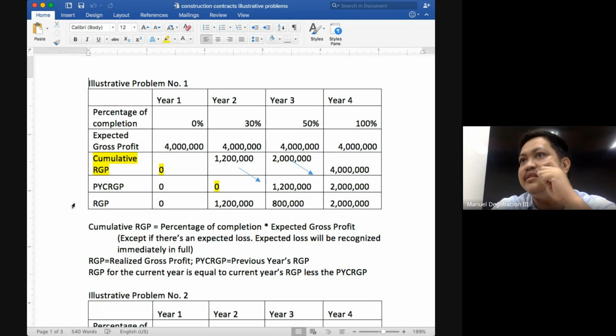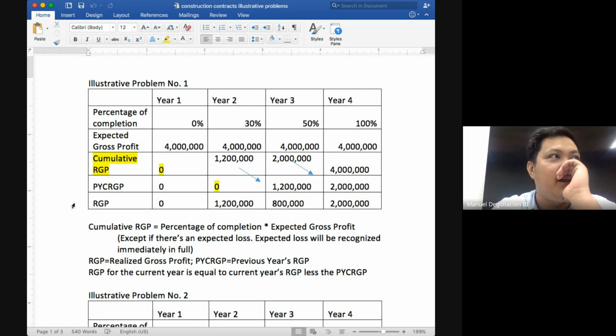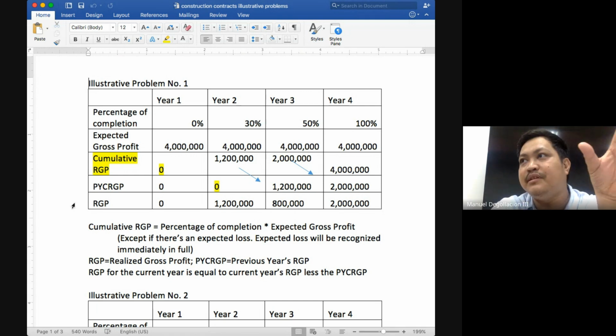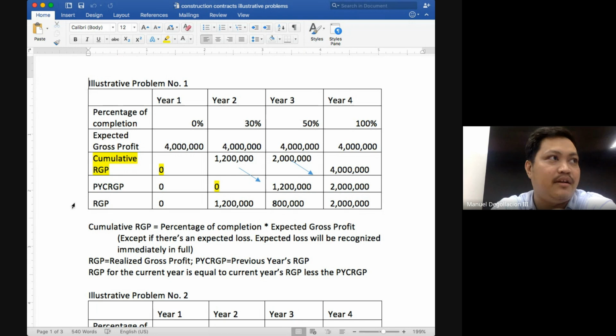So you apply it on year 4. How much is the increase in the accomplishment or the percentage of completion in year 4? From 50%, it is now 100% complete. So there's an increase of 50. What if I multiply 50%, sir, with the expected gross profit of 4 million? How much will you get? 2 million, which is our RGP for year 4. Is that how I want you to do it? The answer is no, class.